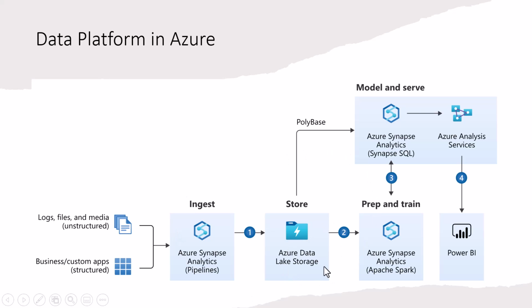Then after storing this data on my data lake storage Gen 2, I can now do something called preparation. So prepare and train my data. So this is like machine learning. So I'm preparing and I'm training my data. All right, and I can do that on Azure Synapse Analytics using Apache Spark. Then after that, I can also do a PolyBase or switch that to SQL on Azure Synapse Analytics, Synapse SQL. So to model and also save, right? To model and save. Then after model and save, I can push that to Azure Analysis Services to do my data warehousing, data modeling and mapping.